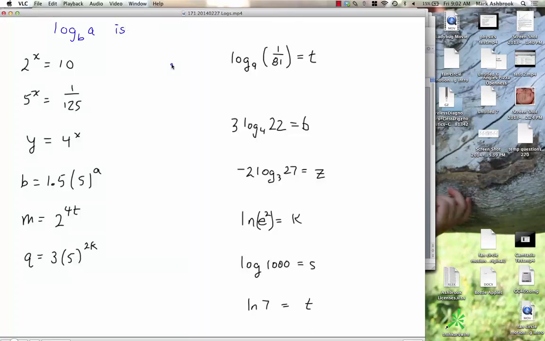Okay, let's get started. We're working on logs, and everything that we do with logs is based on the meaning of what a log is. So what is the log base B of A, verbally, in a statement? Tell the person next to you, do you remember? What is the log base B of A? What's the meaning of that? Go.